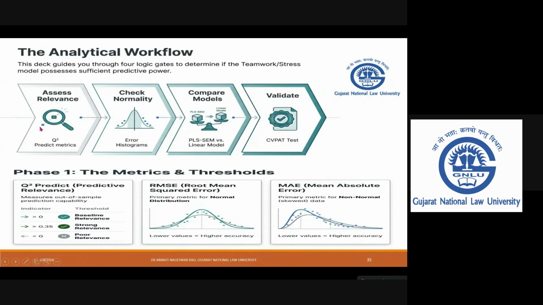So we'll see it one by one. We are going to see first the Q square. Then we'll see whether our data is distributed normally or not. If not, we'll go for MAE. If it is distributed normally, we'll go for RMSE. Okay. Let's see.